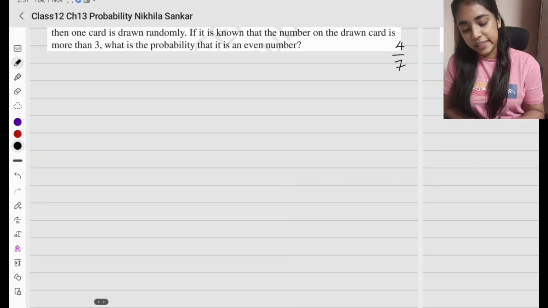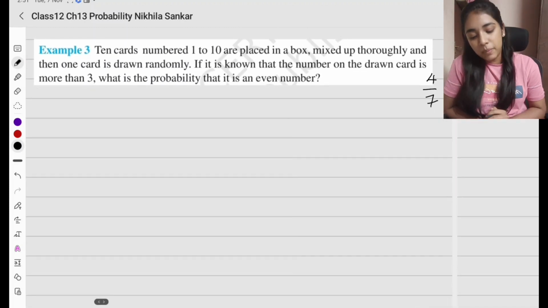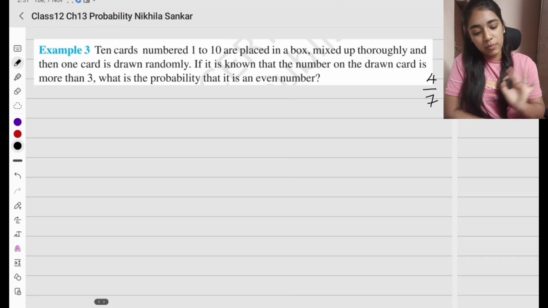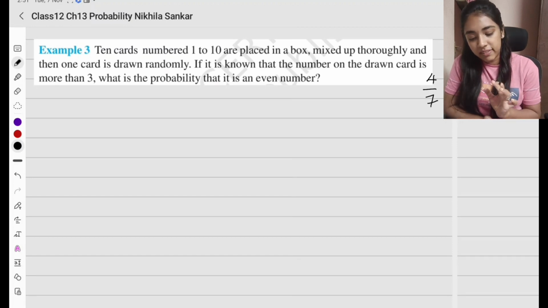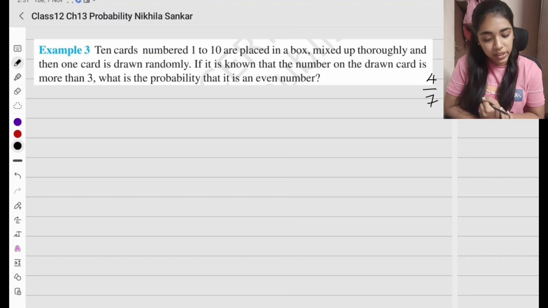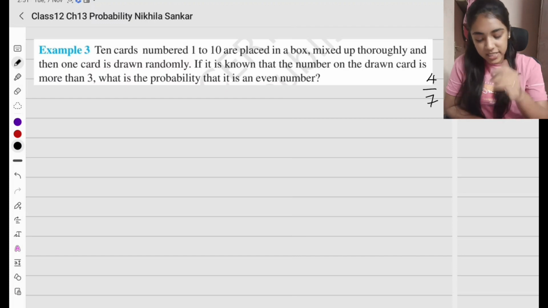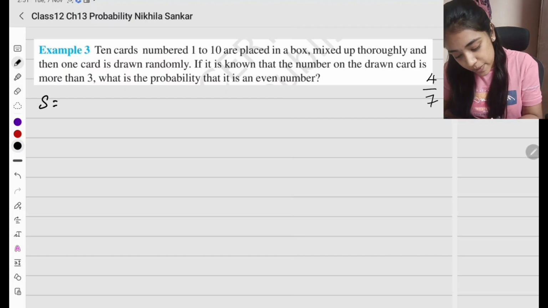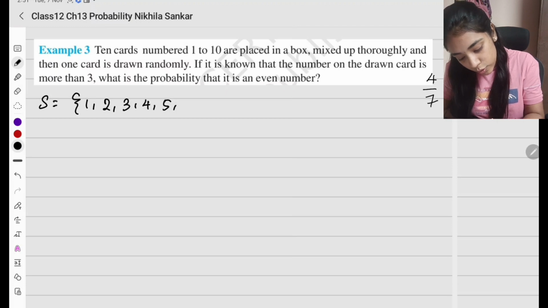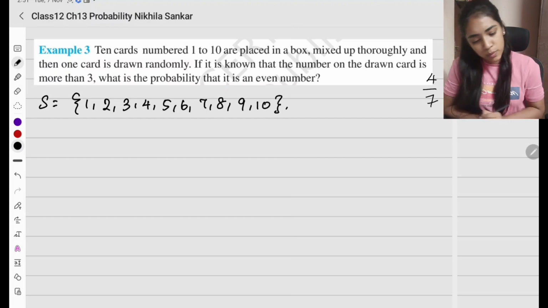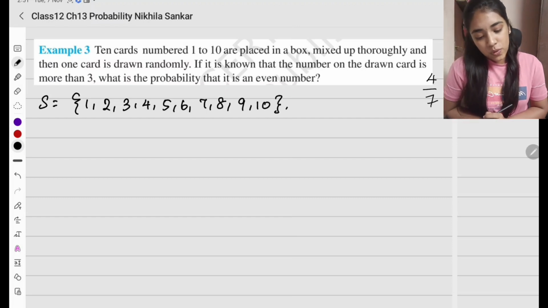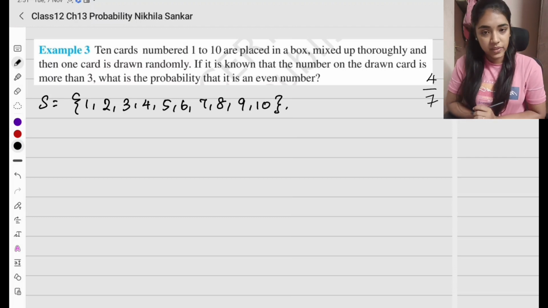Now example 3. 10 cards numbered 1 to 10 are placed in a box, mixed up thoroughly, and then one card is drawn randomly. If it is known that, first என்ன எழுதலாம்? Sample space எழுதலாம். So sample space என்ன? 10 card இருக்கு. So it is going to be 1, 2, 3, 4, 5, 6, 7, 8, 9, 10. புரிஞ்சுதா? Now, if it is known that the number on the drawn card is more than 3, அப்படின்னா என்ன அர்த்தம்?